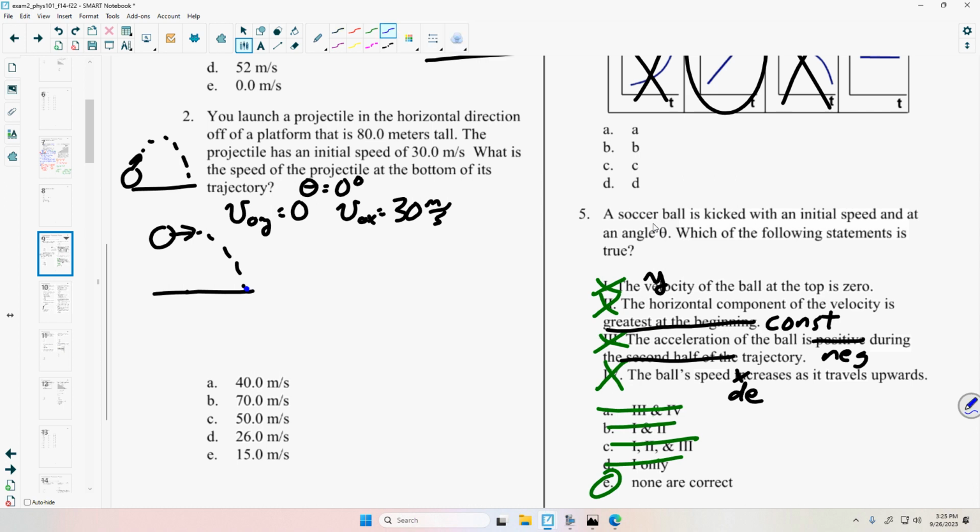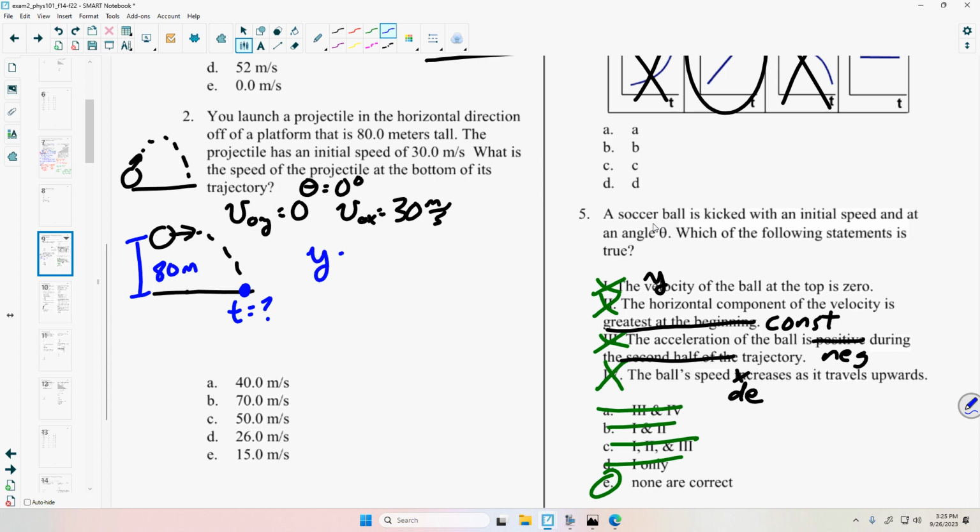I want to know the speed of the projectile at the bottom of the trajectory. In order to know that, I need to know the time right here. In order to find the time, I just imagine that an object is dropping in a vertical direction, and that time will also be the same as an object that is following a path out to the side. So I just imagine that vertical drop. That vertical drop here is 80 meters.